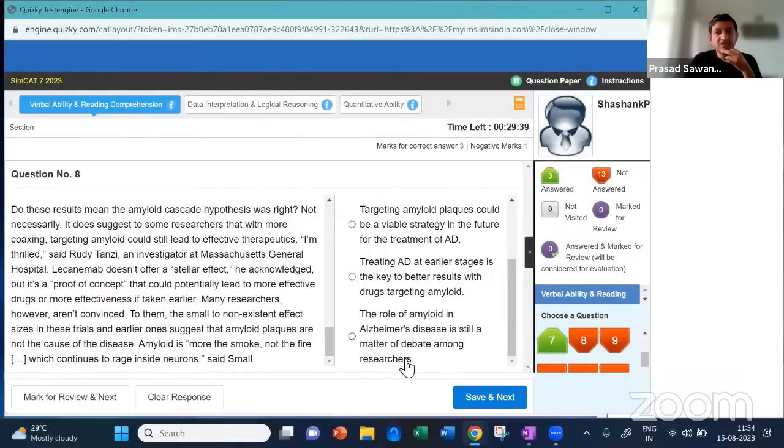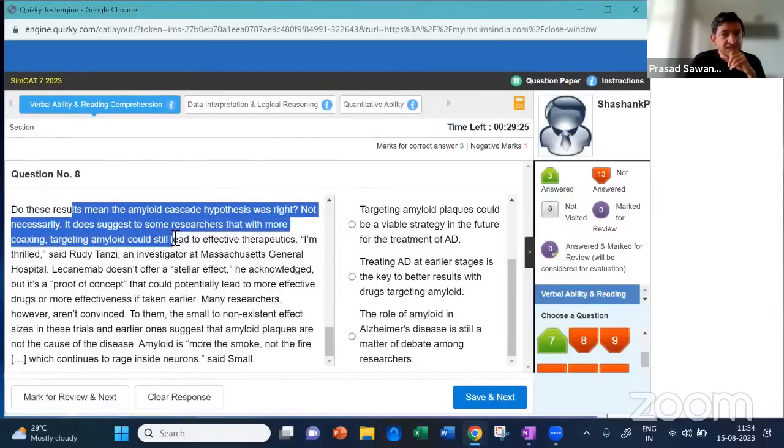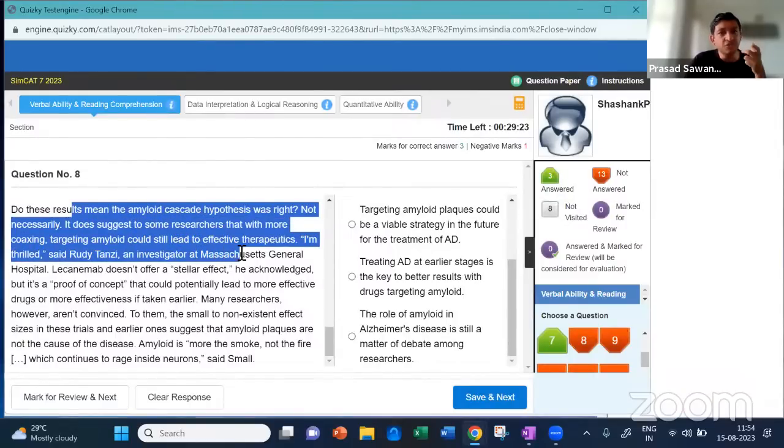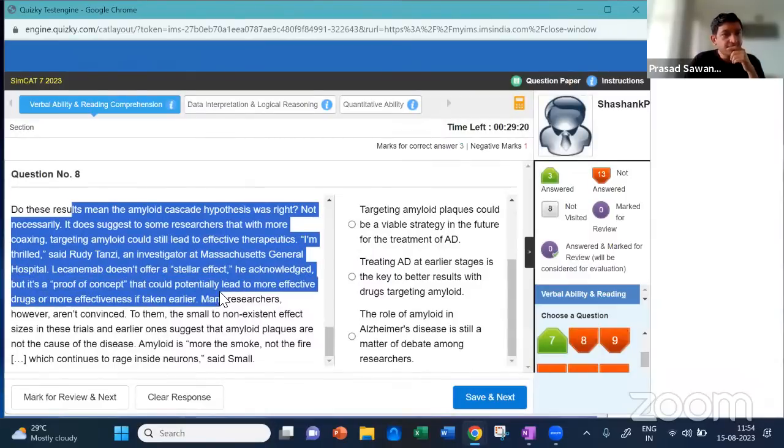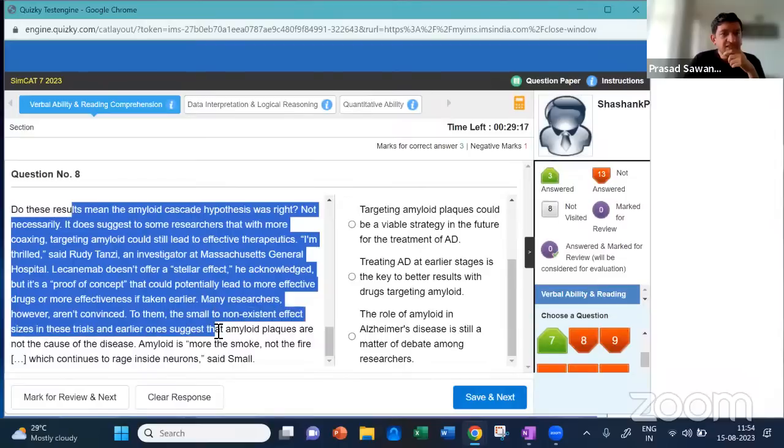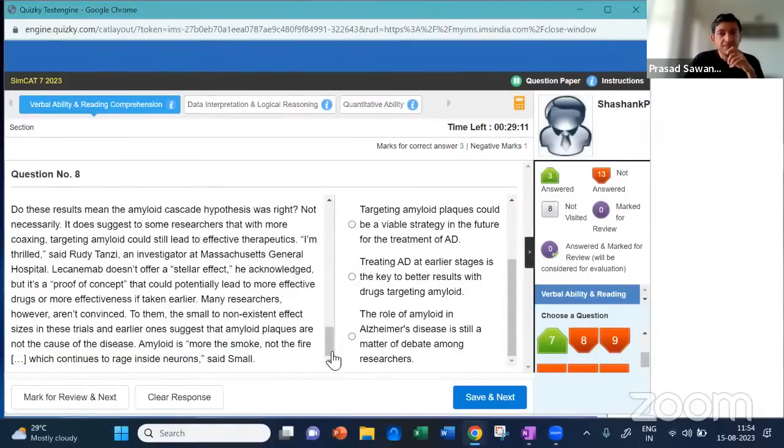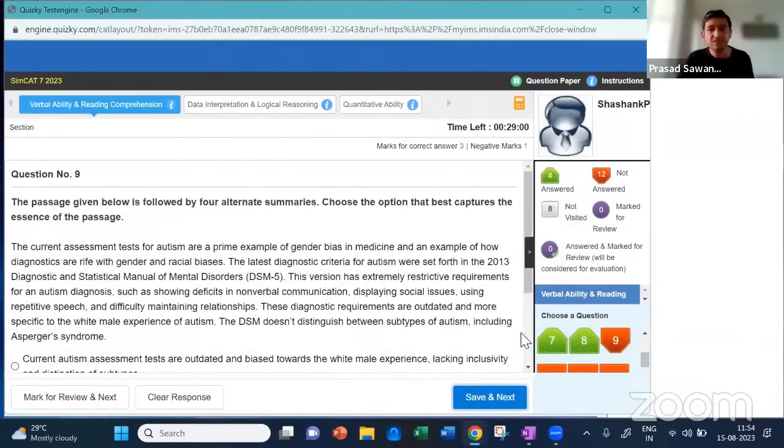The role of amyloid is still a matter of debate among researchers. Okay. So it's not a matter of debate. Amyloid is not a matter of debate. So I'm torn between second and fourth. Let's see. Not necessarily. Okay. It does suggest to some researchers with more coaxing, targeting amyloid could still lead to effective therapeutics. Okay. Many researchers, however, are not convinced. So most of them are not convinced. To them, the small to non-existent benefits mean amyloid plaques are not the cause of the disease. Yeah. So it's a matter of debate. Some people say, many people say it doesn't. Could be a viable strategy, according to some people who are convinced. So maybe I'll go with 4. I'm not very sure of this one, but let's see this.